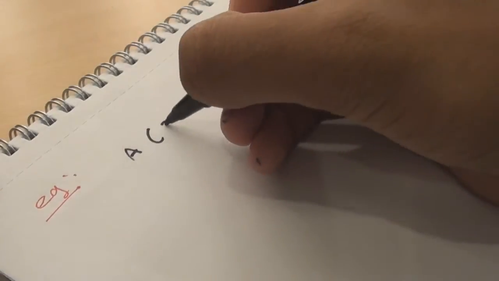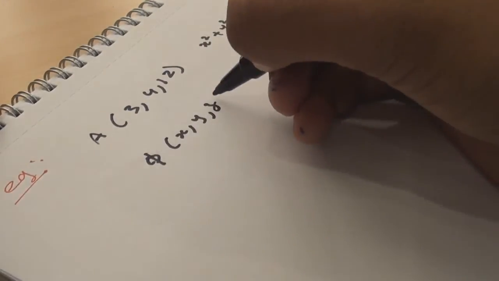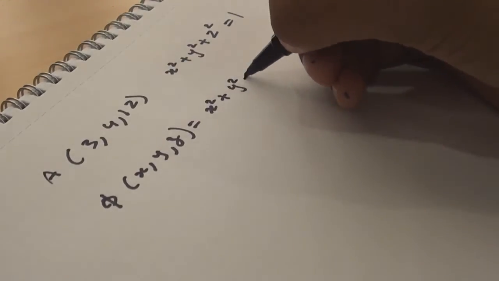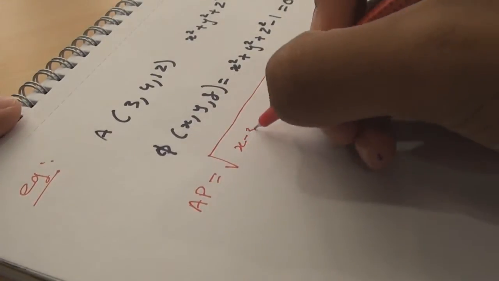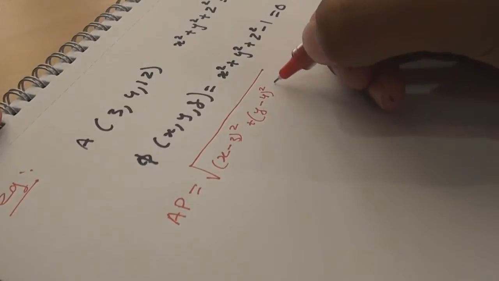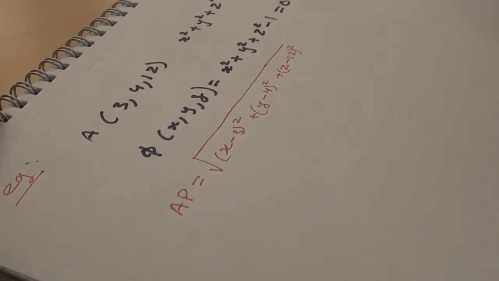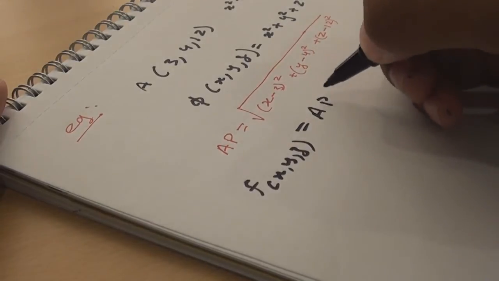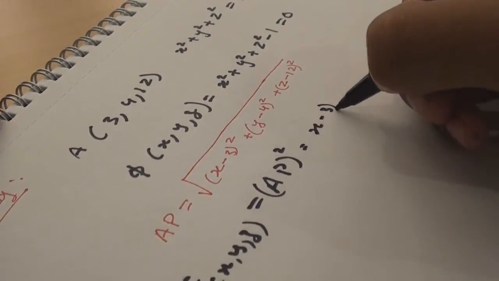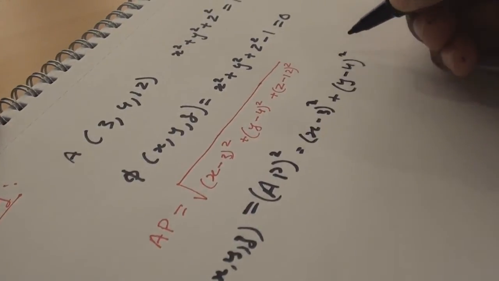Example, we need to find the maximum and minimum distances of a point A 3, 4, 12 from the sphere x squared plus y squared plus z squared equals 1. So phi x, y, z equals x squared plus y squared plus z squared minus 1, which equals 0. Let P be a point on the sphere. Therefore, its distance from A will be such. Just to simplify it, let's take the square of the distance and find its extremes. So the function equals this.